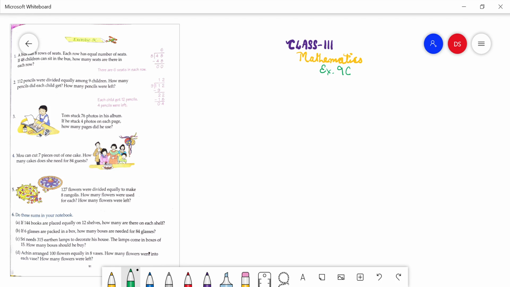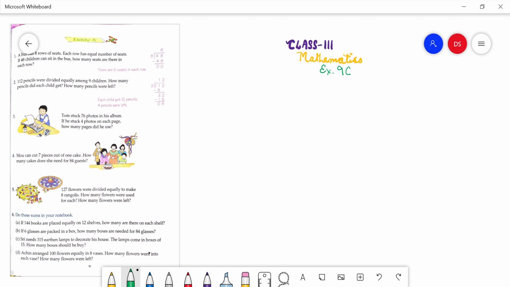Children, in this class, we are going to do exercise 9C. In this exercise, there are story sums. For solving these sums, first there is a need to read the story once or twice, understand the meaning of it carefully, and identify the type of sum, whether we have to add, subtract, multiply, or divide. Let's start the exercise. Question number 1.